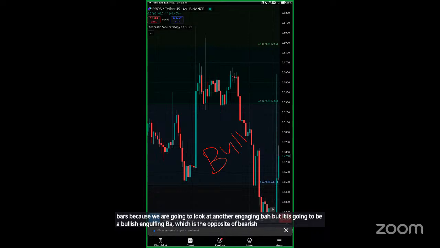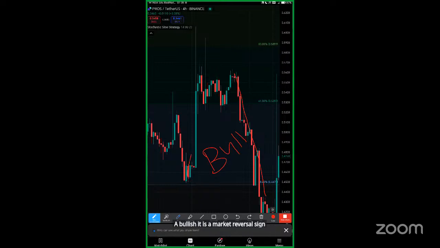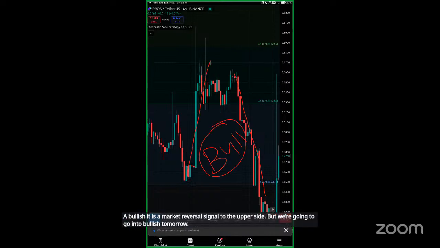A bearish one is a market reversal signal to the downside. A bullish one is a market reversal signal to the upper side. But we're going to go into bullish tomorrow and do it in detail so that we bring justice to these two market reversal signals, bullish and bearish engulfing bars.